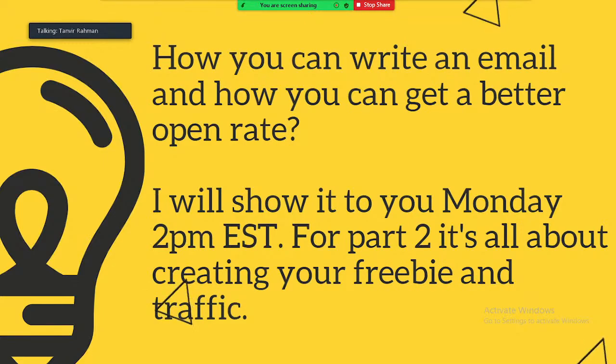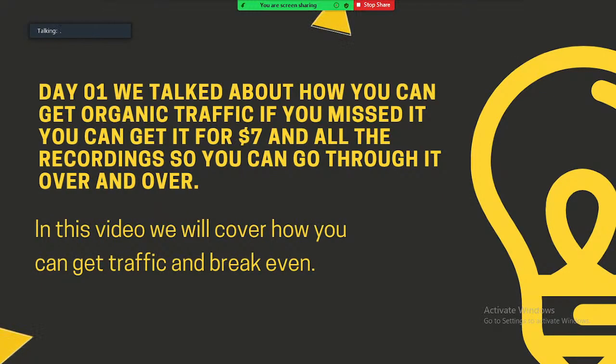For the second part, it's all about creating a freebie and traffic, right? On day one, we talked about how you can get organic traffic. If you missed it, you can get it for free. The first part, you cannot get it for free. It's $7, or all the recordings of day two and day three, because this is free right now, but when this event is gone, it's not going to be free for everyone, alright? But in this video, I will be covering how you can get traffic and break even, alright?